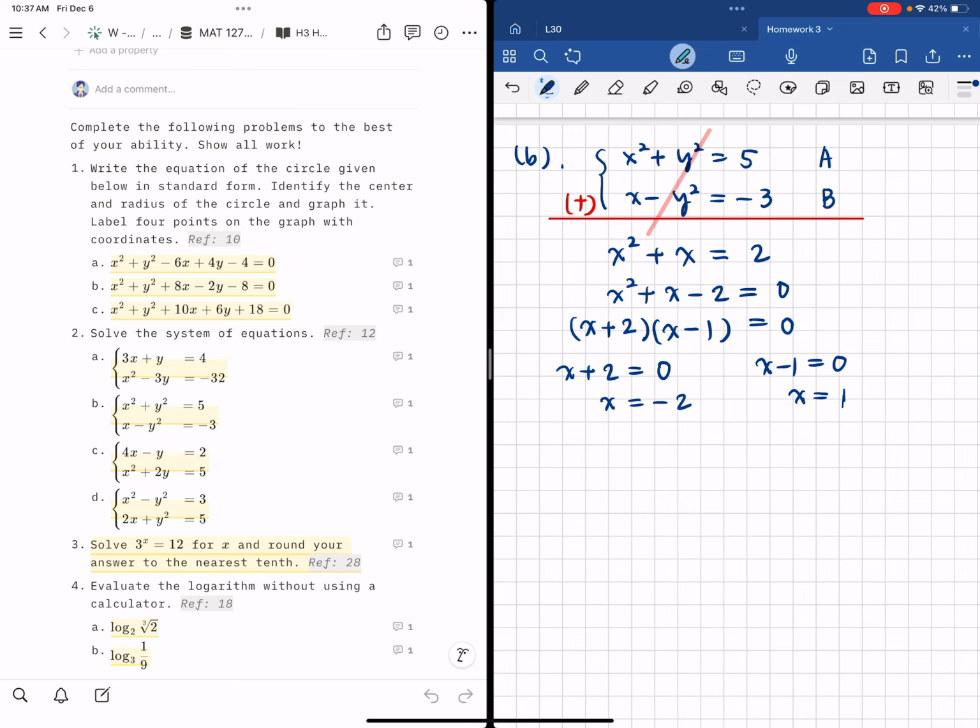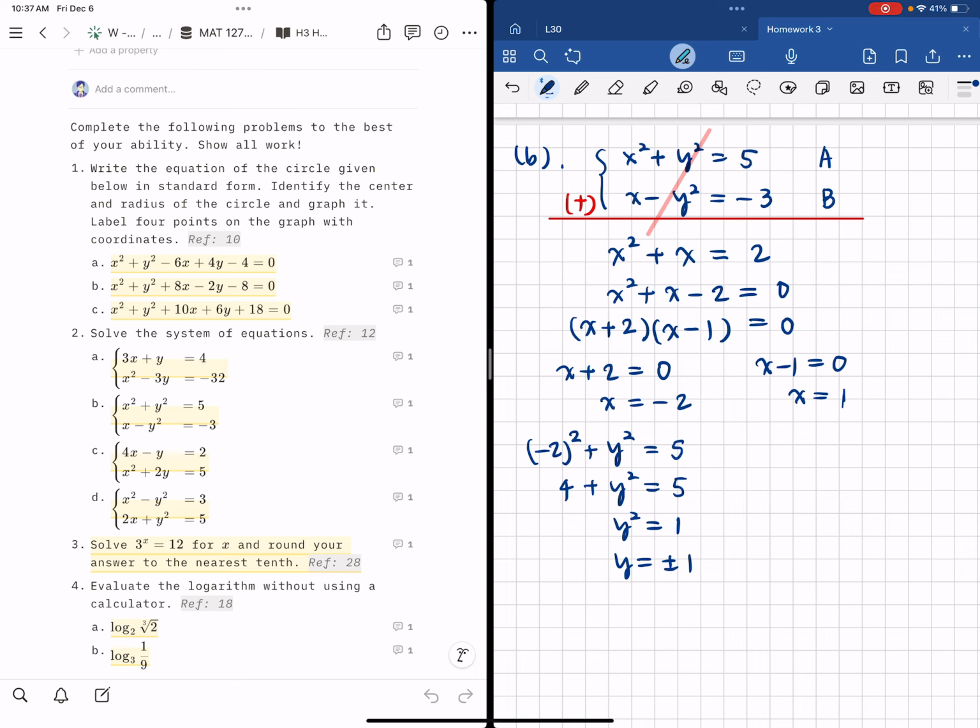And then we're going to deal with the annoying part, which is y. You could use either equation A or equation B. I think equation A is probably a good choice because there are more positive signs, right? So I'm going to plug them into equation A. So x squared plus y squared equals 5. And that equals 4 plus y squared equals 5. So that means y squared is 1. And y has to be plus minus 1. So this is the square root property.